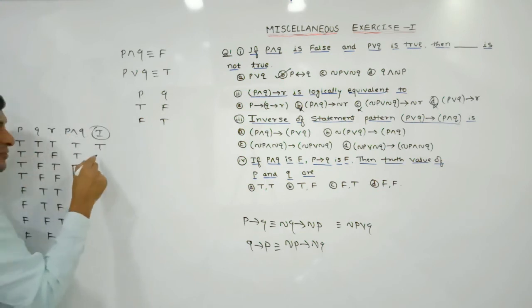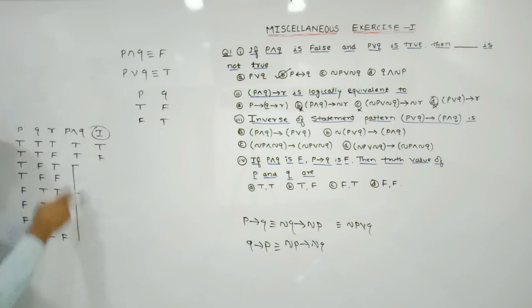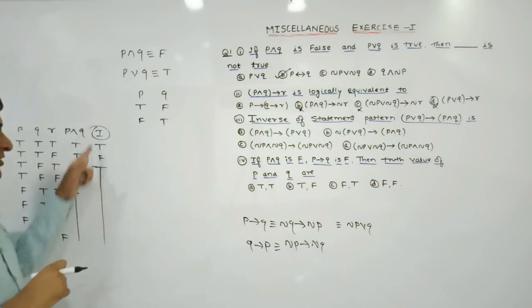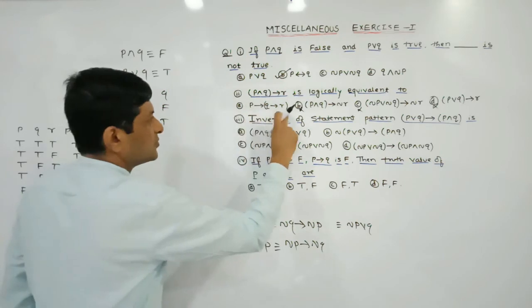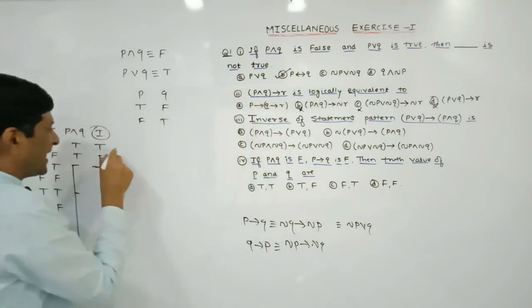Here TF appears, so it is false. And if the first statement is false, the implication is always what? True. It is not necessary to check the truth value of the second statement. In this way, we have got the truth value of the first part. Now let us try to find out the truth value of this statement, Q implies R.